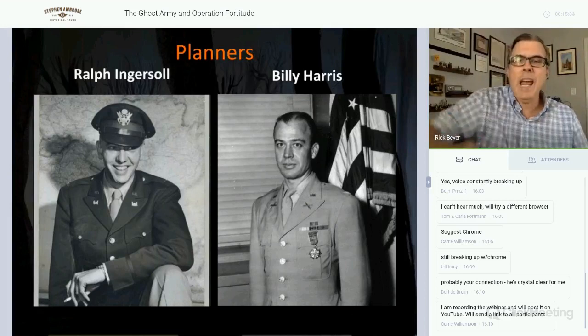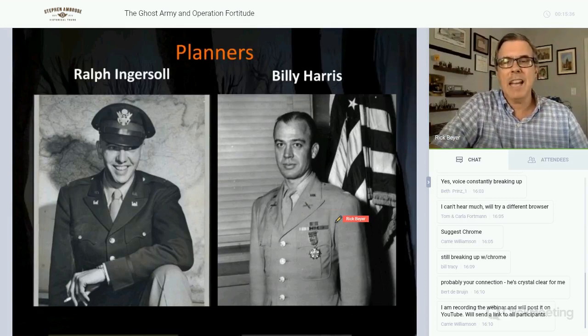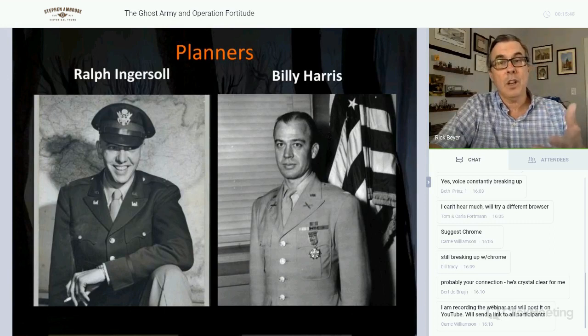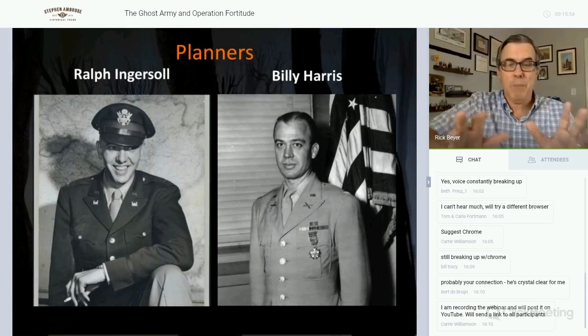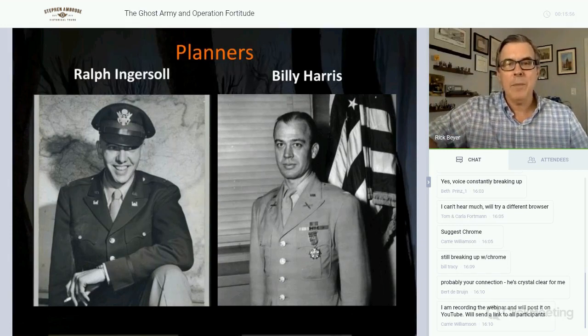He's working with Billy Harris, and Billy Harris is the exact opposite. He's a button-down, very military, straight arrow guy, went to West Point. Everybody in his family went to West Point. He became a general eventually. Actually, in the Korean War, Billy Harris commanded the 7th Cavalry, which was Custer's old unit. He did a much better job than Custer, I might add.